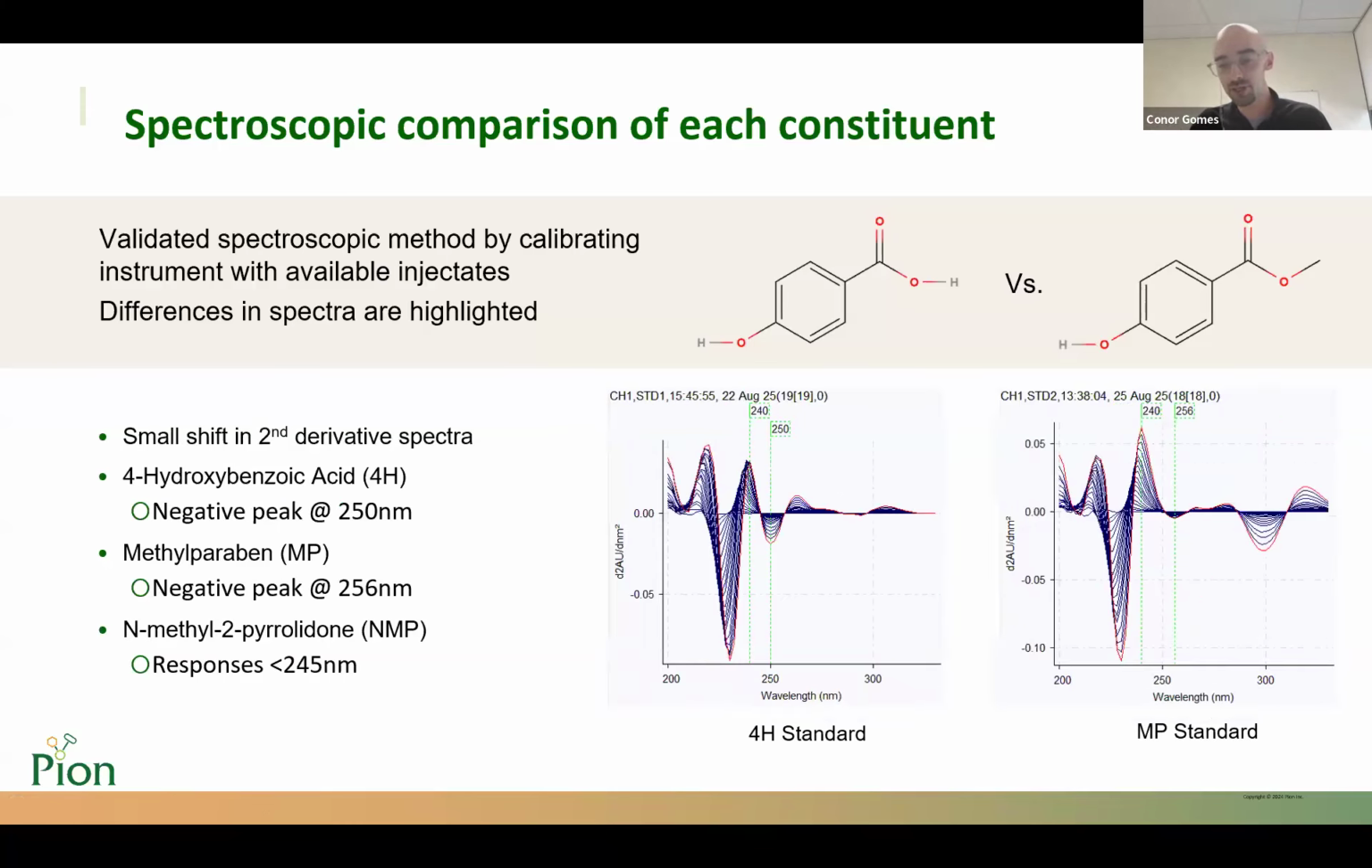But if the direct spectra does not work, we also have the ability to transform that data into a second derivative spectra. And within that second derivative spectra, we have a shift of this peak at 250, a little higher, that we may also be able to track as a unique signature.